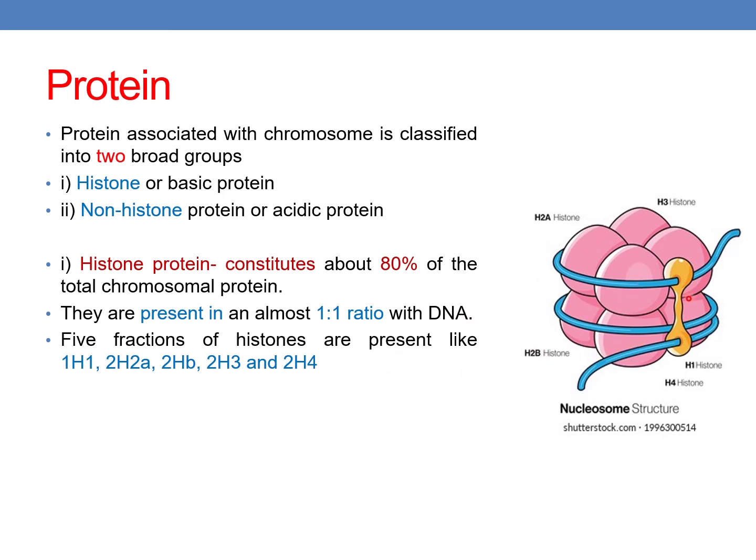This is the picture of the nucleosome in which you can see the histone proteins. There are 5 fractions of histones, and they are 1 H1, 2 H2A, 2 H2B, 2 H3 and 2 H4. Here the H1 protein is present once and the remaining proteins are present twice. This is the H1 protein or the H1 histone, and the remaining are the H2A histone, H2B histone, H3 histone and H4 histone. These are repeated twice.